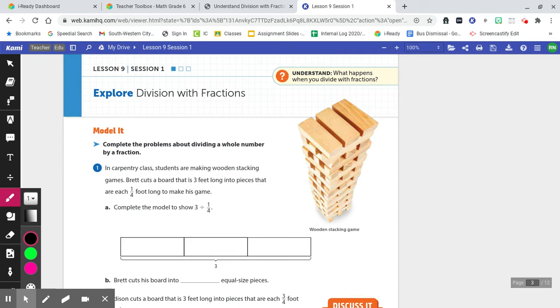So I start with my 3, and I want to cut each one of those pieces into 1/4 and see how many equal size pieces you have. So stop the video, see if you can complete the model, and then turn it back on. Okay, you should have completed the model by cutting each of these into fourths. My lines aren't very neat. And then counting how many 1/4 are in these 3 pieces. I got 1, 2, 3, 4, 5, 6, 7, 8, 9, 10, 11, 12. So you should have come up with 12 equal size pieces.